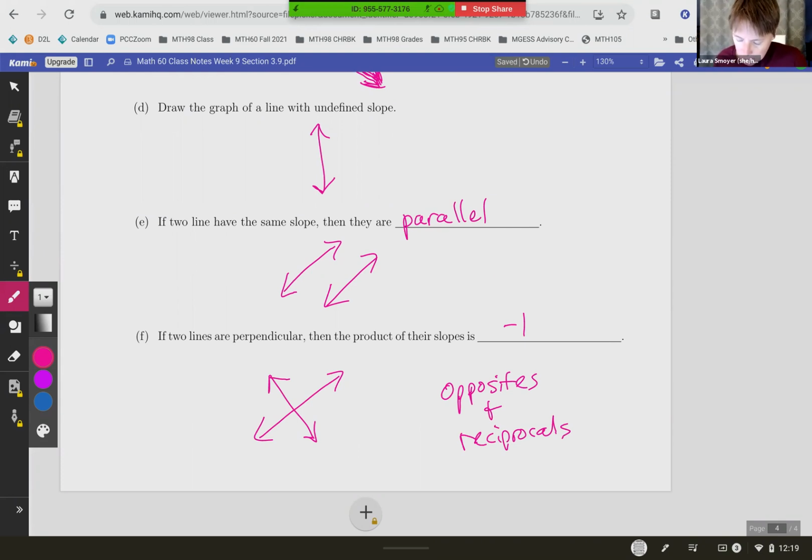I hope that you found that to be a good review. We'll be using this in our next section, 4.1, and I look forward to putting our knowledge of graphing lines to work solving problems.